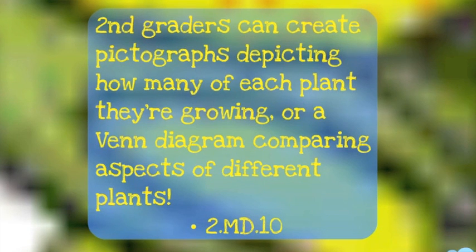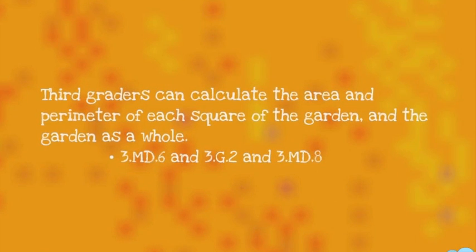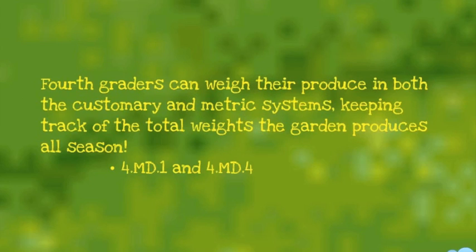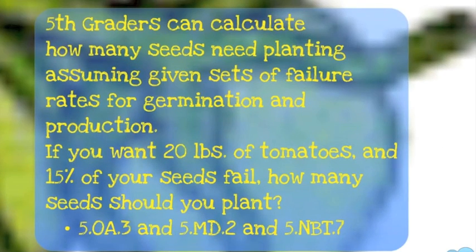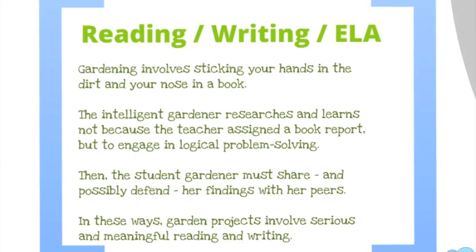Second graders can create pictographs depicting how many of each plant they're growing, or a Venn diagram comparing aspects of different plants. Third graders can calculate the area and perimeter of each square of the garden and of the garden as a whole. Fourth graders can weigh their produce in both the customary and metric systems, keeping track of the total weights the garden produces all season. And fifth graders can calculate how many seeds need planting, assuming given sets of failure rates for germination and production. So for example, if you want 20 pounds of tomatoes and 15% of your seeds fail, how many seeds should you plant?